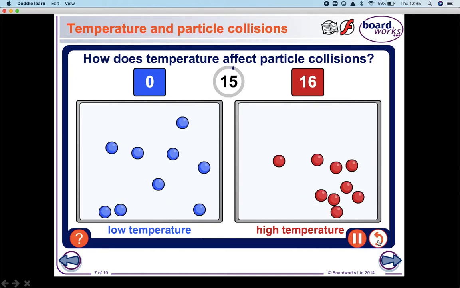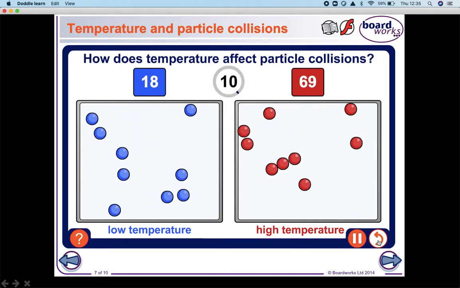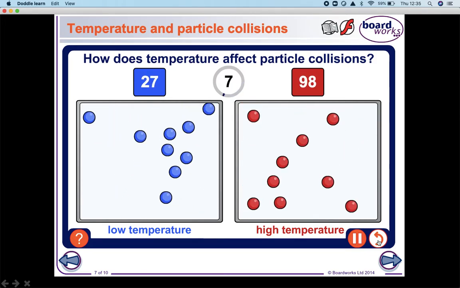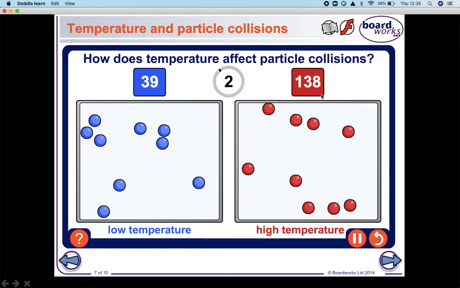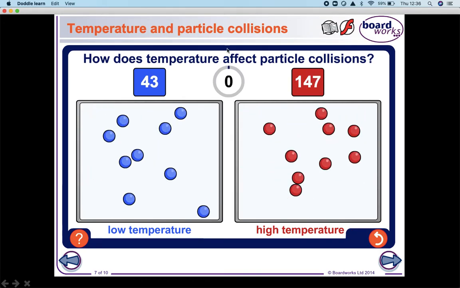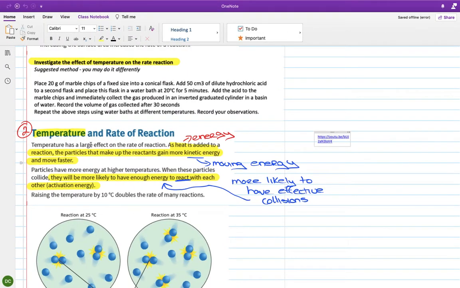Okay, can you see the difference here? Look how much faster those red particles are moving than the blue ones. And as a result, almost all of their collisions are effective. So you're getting this massive number of effective collisions up in the 140s, while over here, the number of effective collisions was only 43. Now, that doesn't mean there was only 43 collisions. It means that in some of those collisions, the particles didn't have enough energy to react. I just thought it was a nice little demonstration of how temperature affects rate of reaction.